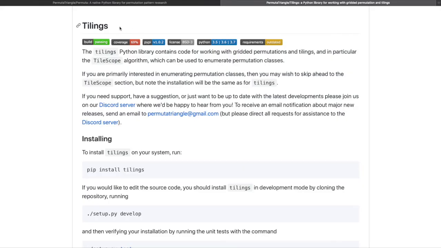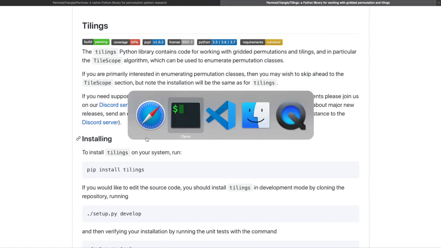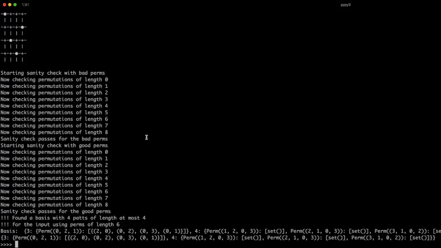A different library, which you can get from GitHub as well, or you can get it directly by installing with pip. And again, if you run into issues, please talk to us on Discord. So I'm going to move back over to the terminal. I'm going to clear my screen, import everything I need from tilings. I'm going to import the TileScope functionality.